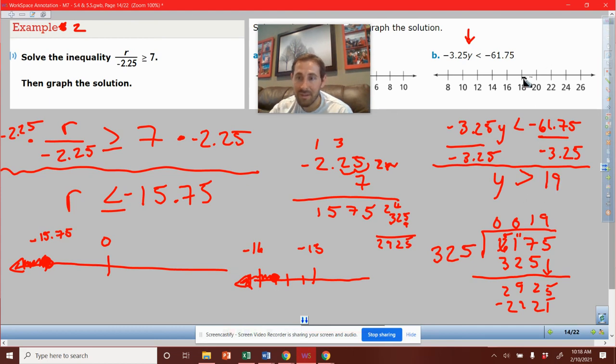And then if I graph it, they gave me a graph. 19 will be right in the middle. It's going to be an open dot. It says y is greater than, so we'll make a greater than symbol for 19.